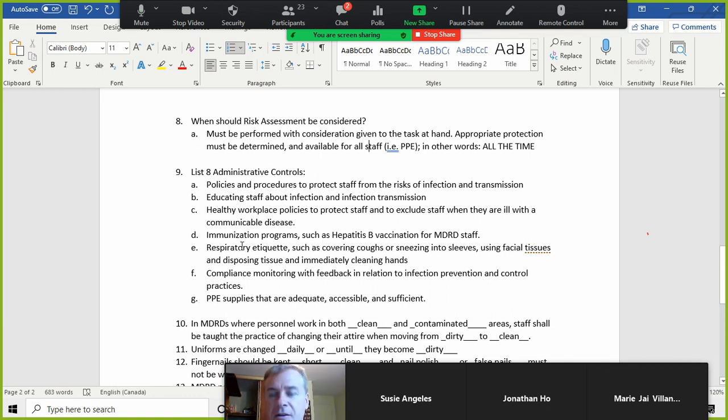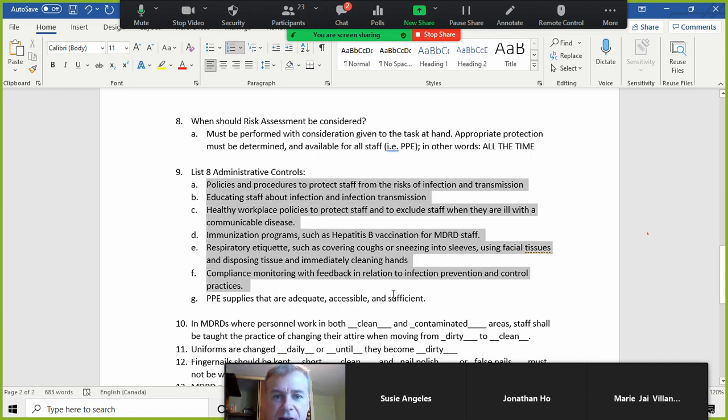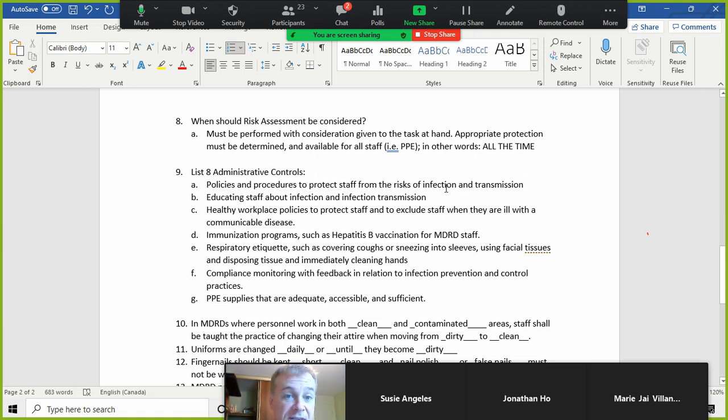And this is there from the slide there, but I put these in here just to show you guys policies and procedures to protect staff and risk of infection and transmission. Yes. Educating staff about infection and infection transmission. Healthy workplace policies to protect staff and exclude staff when they are ill with a communicable disease.